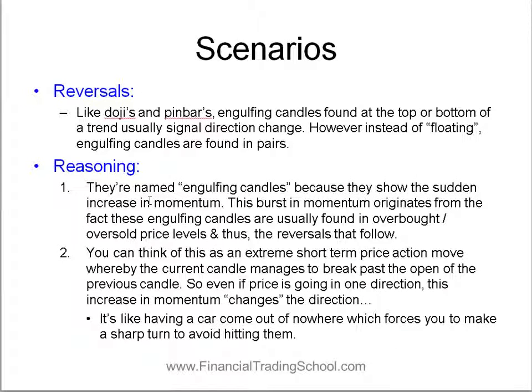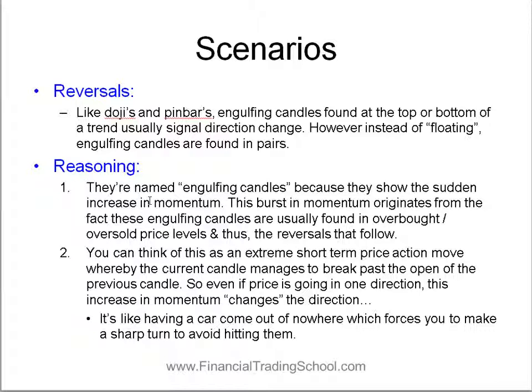So for scenarios, just like I mentioned previously, these are reversal patterns. Like dojis and pin bars, engulfing candles are found at the top and bottom of a trend, and this usually signals a direction change. However, if you think back to dojis and pin bars, you usually have the previous trend, a green candle up to the top, then you either have a doji or a pin bar followed by a red bar and it goes down. So that's floating. But these engulfing candles are usually found in pairs.